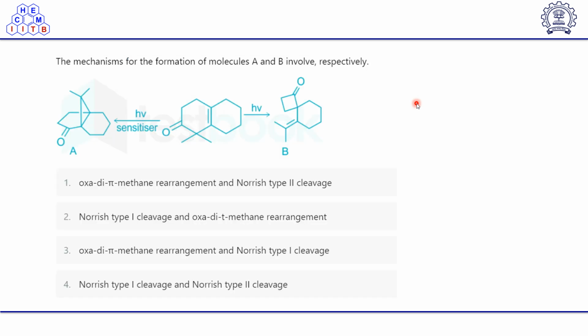Now the next question is the mechanism for the formation of the molecules A and B involved, respectively. Four options are given: oxa-di-pi-methane rearrangement for this first reaction and Norrish type 2 cleavage, then Norrish type 1 cleavage and oxa-di-pi-methane rearrangement, then oxa-di-pi-methane rearrangement and Norrish type 1, Norrish type 1 and Norrish type 2. So it is a photochemical reaction in both, but the product is different. So which will be the reaction corresponding to these products A and B? I will give some time.